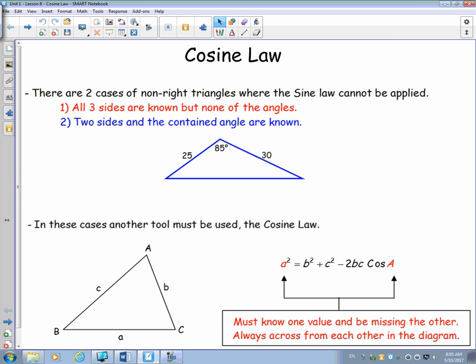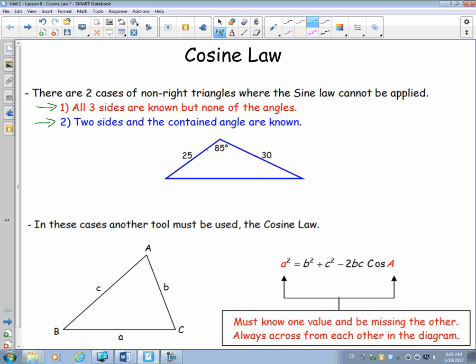In this lesson, we're going to examine the last idea in trigonometry, the situation where we have non-right triangles, but we don't have a pair of side and angle. There's two situations where the sine law, the idea of the pair of side and angle, can't be used. Situation number one, you know all three sides. Well, obviously, if you know all three sides, you don't have any of the angles, so you don't have a pair. And the second situation is two sides and a contained angle.